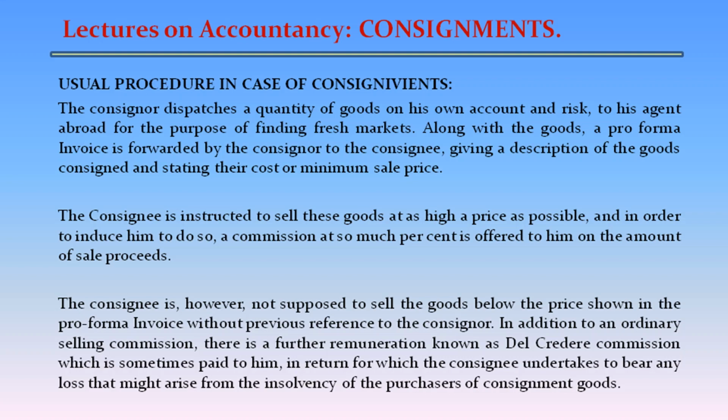The consignee is instructed to sell these goods at as high a price as possible, and in order to induce him to do so, a commission at so much percent is offered to him on the amount of sale proceeds. The consignee is, however, not supposed to sell the goods below the price shown in the pro forma invoice without previous reference to the consignor.